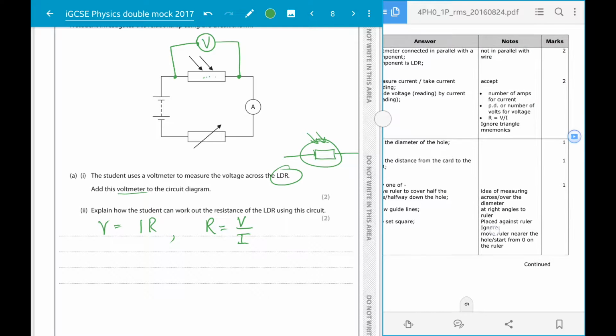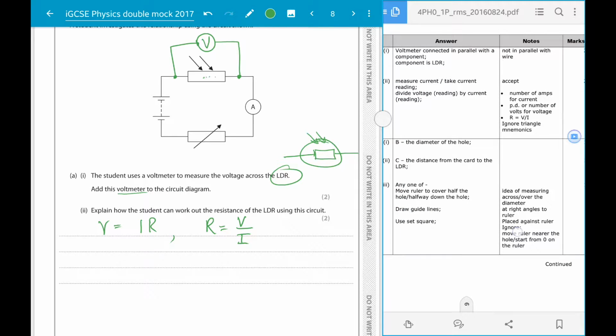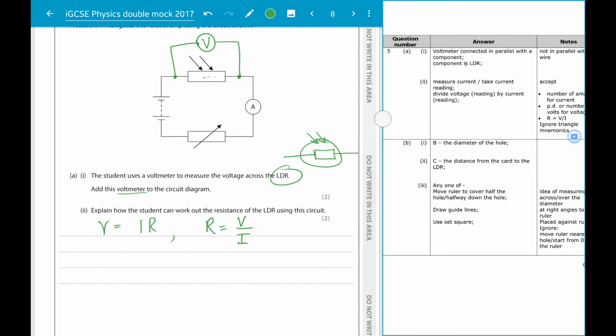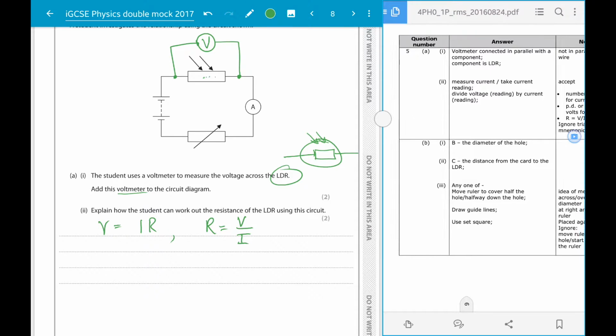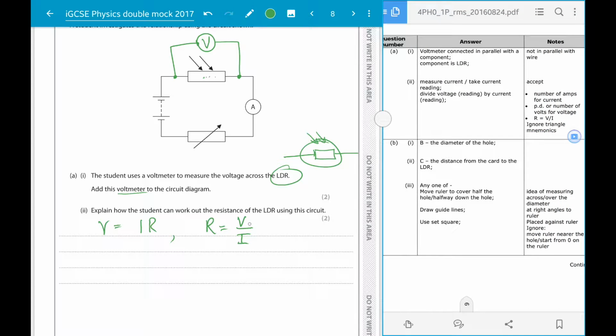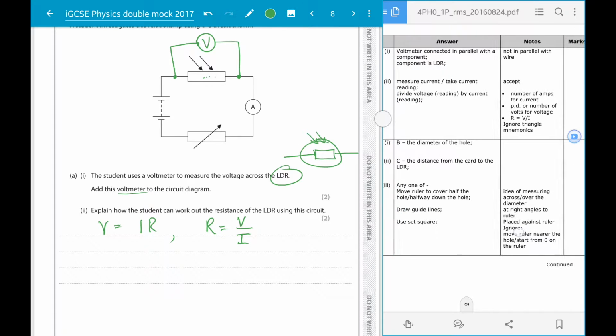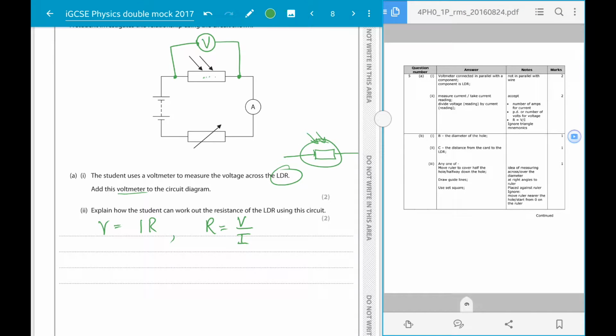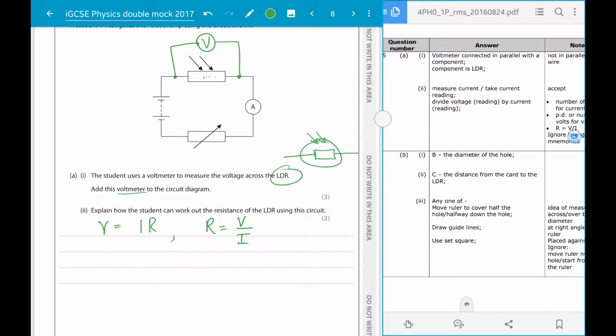Let me have a quick look on here. That's the wrong question. The reason you're seeing question 4 on the right hand side is because we took out a question for this particular test. So here, voltmeter connects in parallel, the current reading and the voltage reading, there you go. R equals V over I. That will get you 2 marks, but you need to probably say the voltage is from a voltmeter, and the current is from an ammeter.